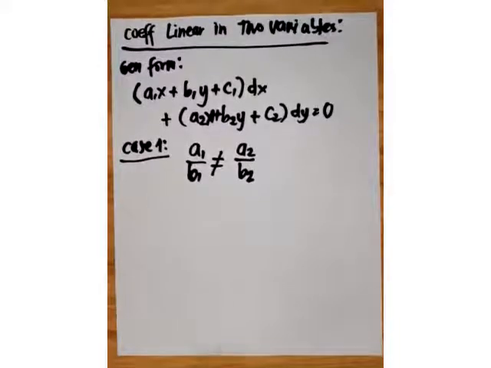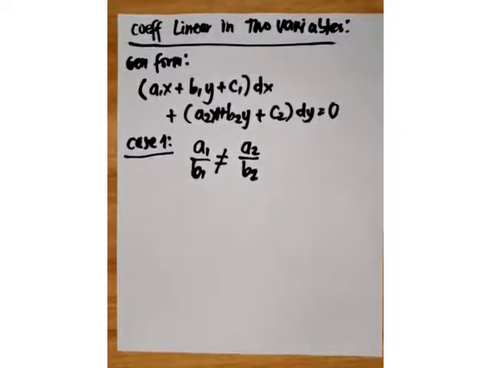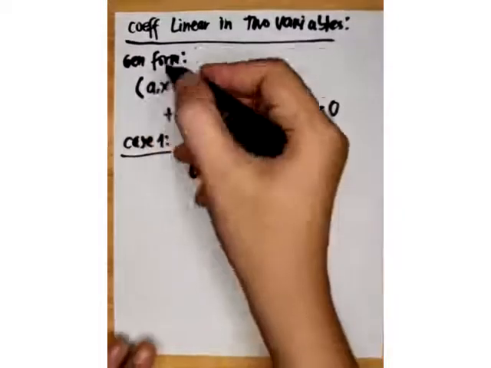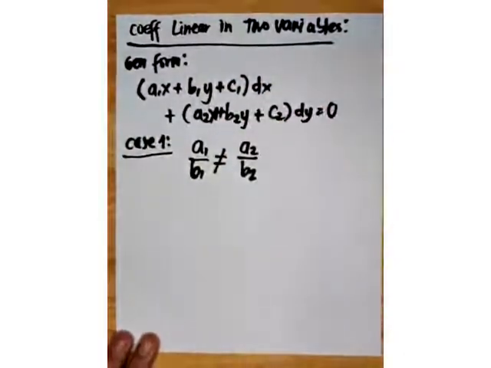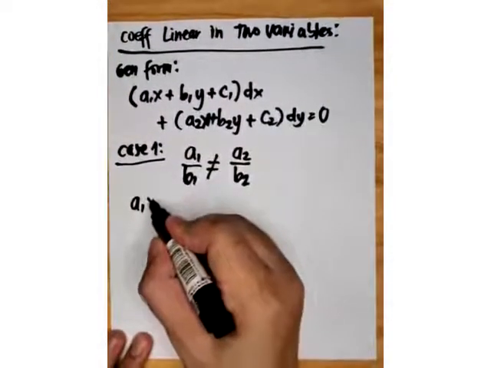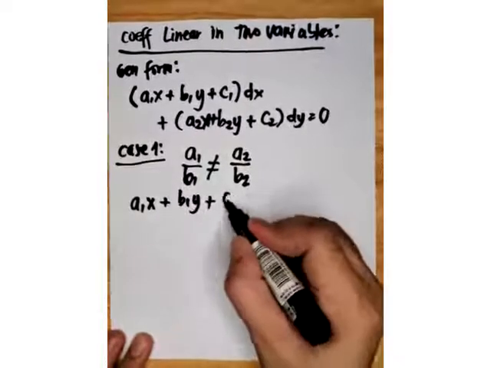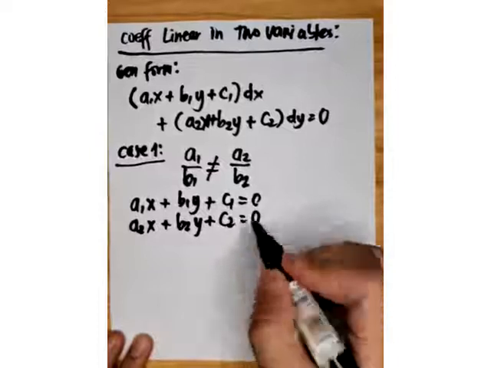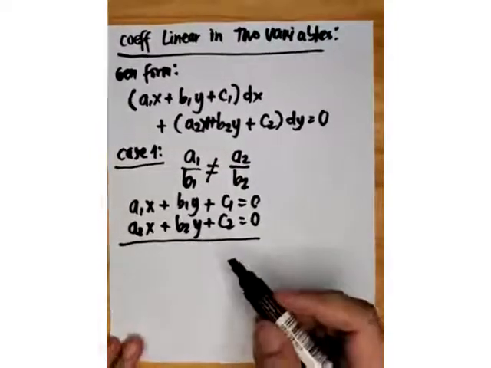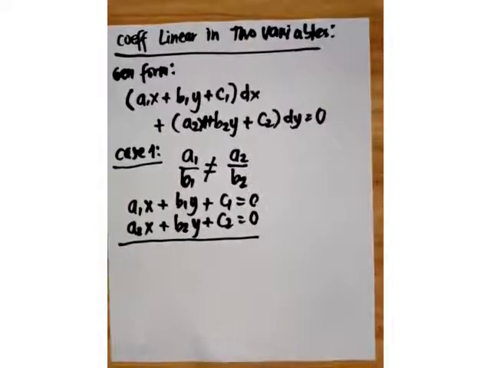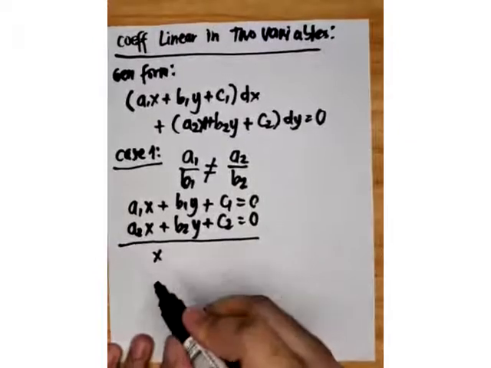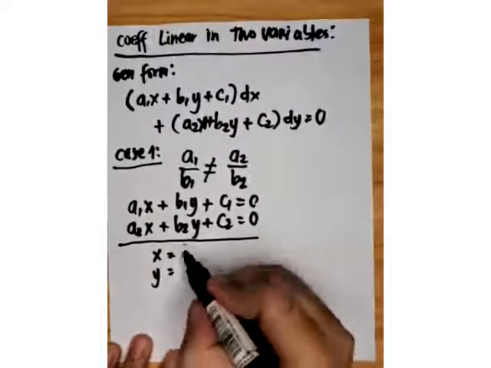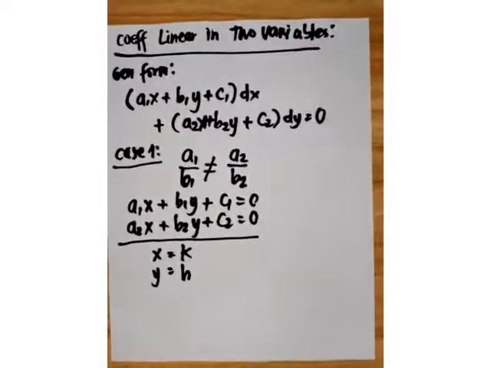So what do we do if it is under case 1? It is called intersecting function because we equate the two terms in dx and dy to 0. We rewrite them as A1x plus B1y plus C1 is equal to 0, and A2x plus B2y plus C2 is equal to 0. Then solve these two equations simultaneously, using elimination, substitution, or determinants, and get the value of x and the value of y. The value of x will be our h, and the value of y will be our k. You can check it on the calculator.